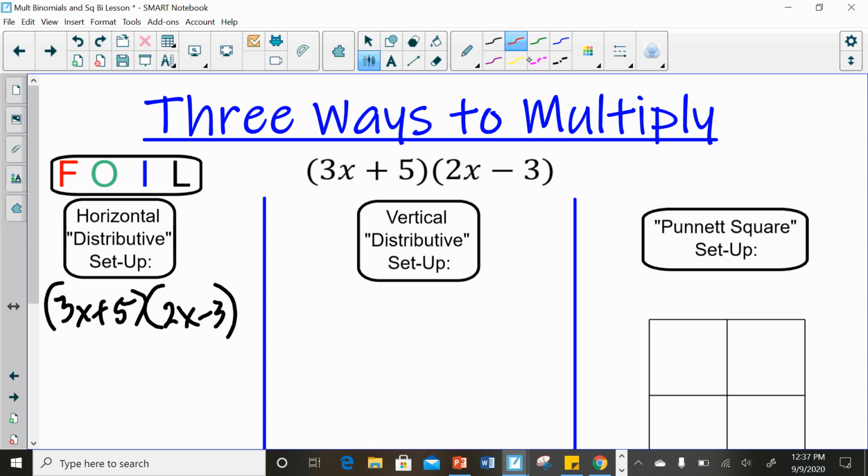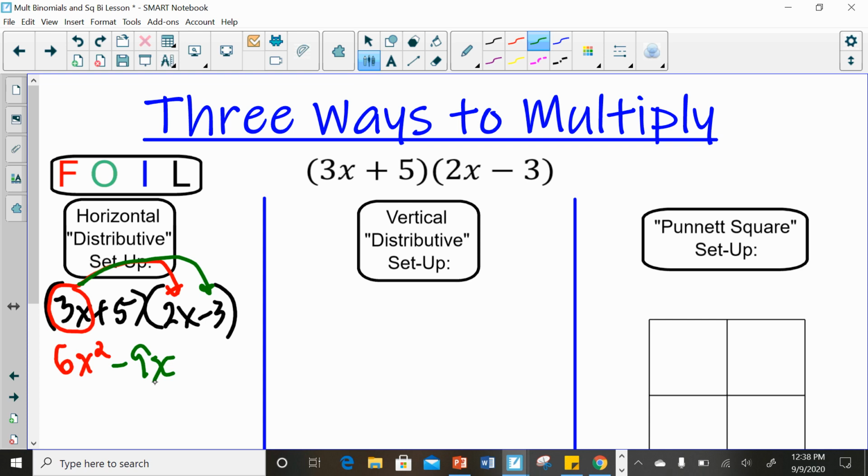So I'm going to take this 3x, which is our first term, and multiply it to the first term, which is our F in FOIL. So 3x times 2x, 3 times 2 is 6, and remember x times x is x squared. Then we are going to do outer, so it's really the 3x times this negative 3, so there's that double distribution. So a 3 times a negative 3 is a negative 9. And then x times nothing else, you're just going to tack on that x.